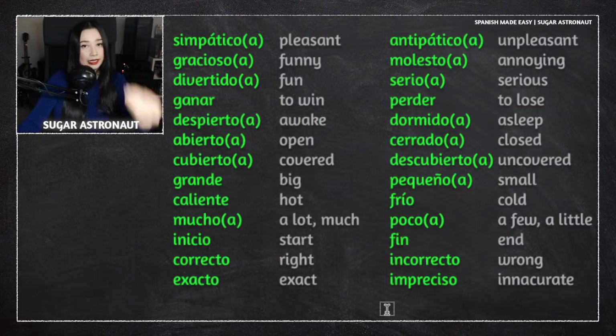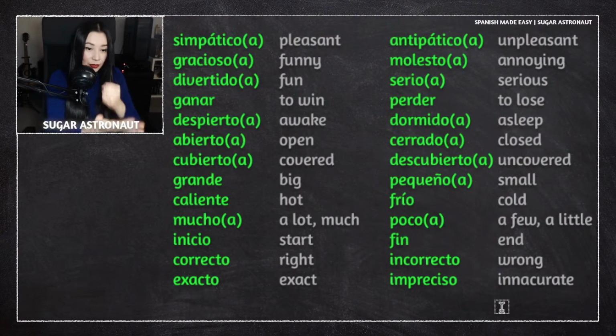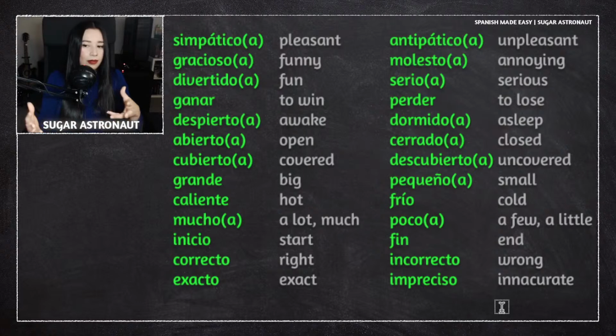But also exacto. Exacto is another common word to say exact, something precise, something that is just what it is. Impreciso is inaccurate. You don't know exactly what's going on, it could be about any information that you don't have all of. You don't understand all because you don't have enough information. So exacto, exact, impreciso, inaccurate.